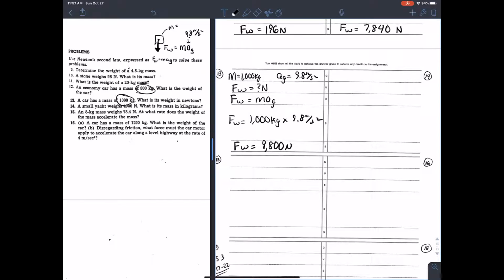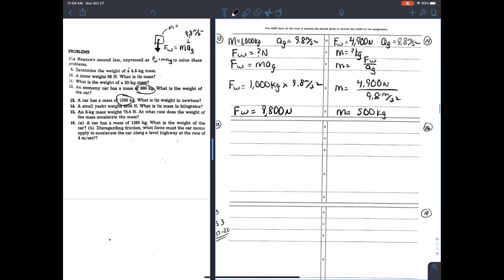We have number 14, a small yacht weighs 4,900 newtons. We know gravity. And we're trying to figure out what the mass of this object is in kilograms. So mass equals weight divided by gravity. We'll have 4,900 newtons divided by your acceleration. So the mass of this yacht comes out to be 500 kilograms. It's a small yacht.